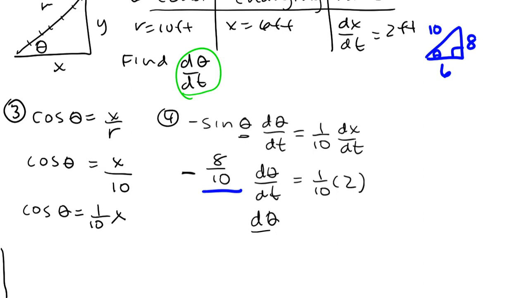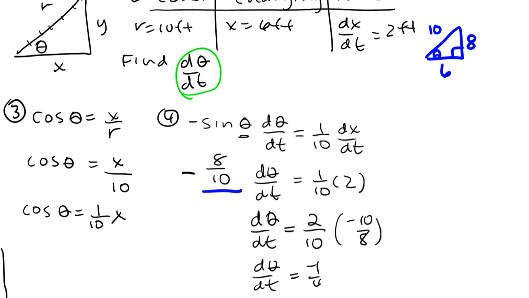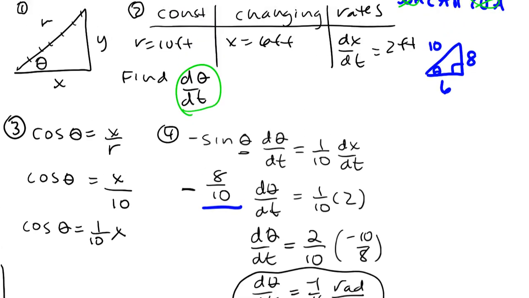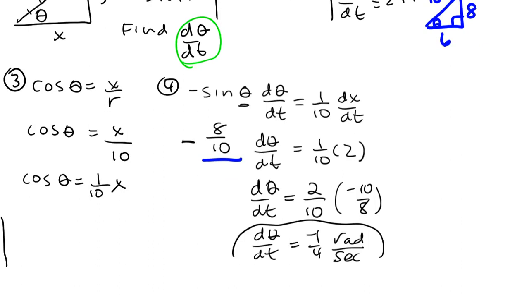So d theta/dt, I'm not going to reduce this because I think some things are going to get canceled. We're going to get 2/10 times a negative 10/8. So this means d theta/dt is going to be negative 1/4. Theta, which is the numerator, is in radians, and the bottom is measured in seconds. So we get negative 1/4 radians per second. Okay, done with our notes from not particle motion, related rates. Okay, see you guys.